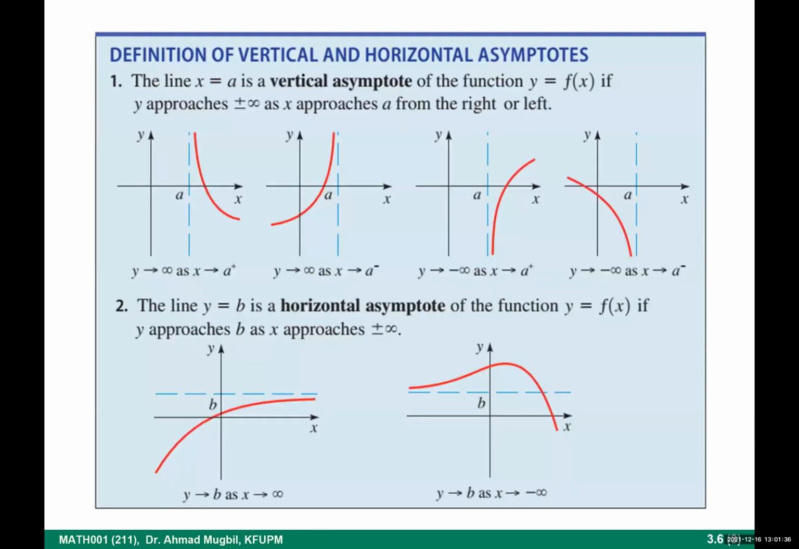In general, what we mean by asymptotes, you need to understand this concept not only for this course, but for other courses as well. So let me ask you this question here. x equals A, of course, is a vertical line. So this is a vertical asymptote. So x equals A is a vertical asymptote if what?